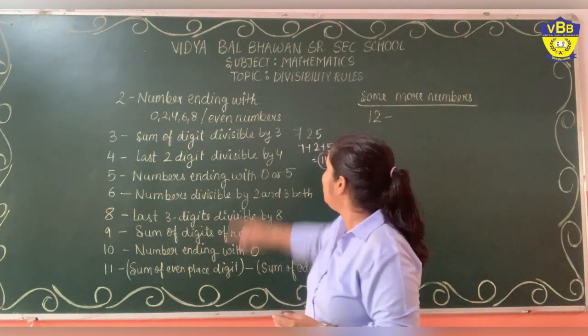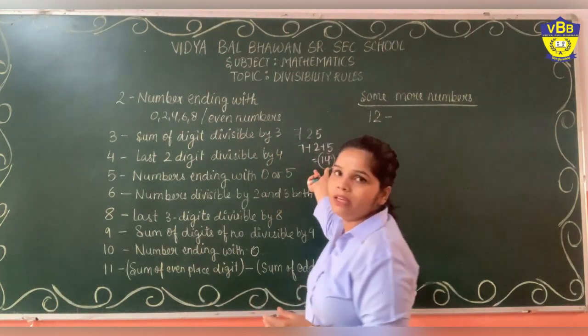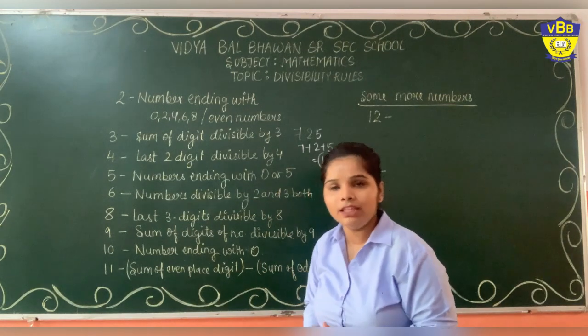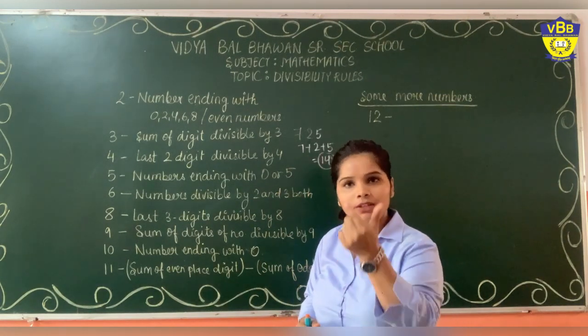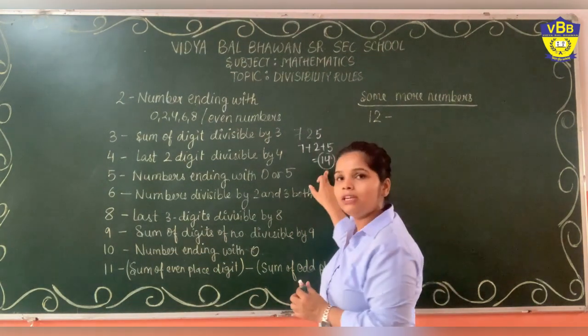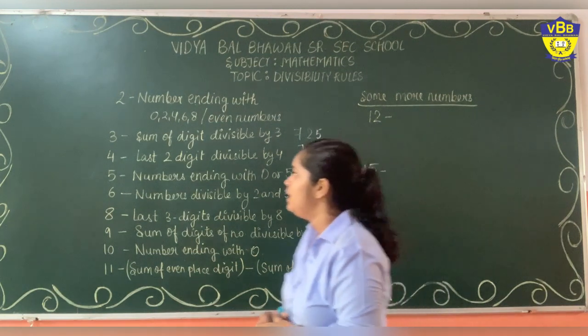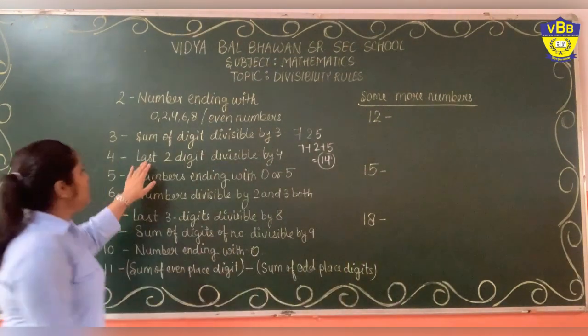When you add all the digits of the given number, if the sum is divisible by 3, then the given number will also be divisible by 3. If the sum is not divisible, then that number is also not divisible by 3. Let's move to the next one.